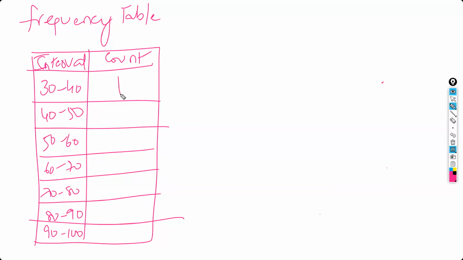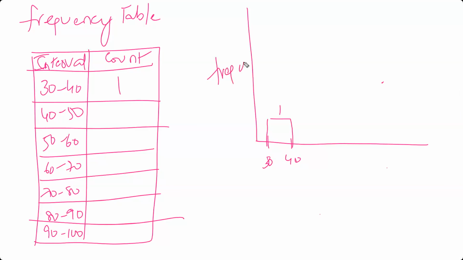1. The same thing you represent here. You take 30 to 40. Same thing you write here, 30 to 40 with a height of 1. Okay, this is the frequency. On the y-axis, frequency or count. 40 to 50, how many are there? 2. So 40 to 50, 2 members.